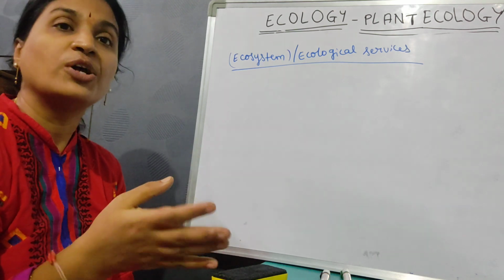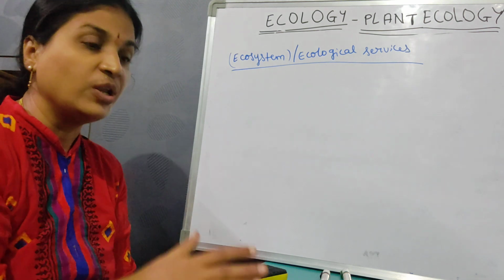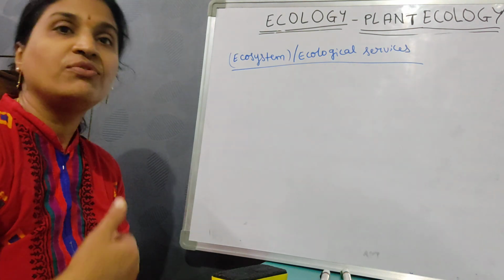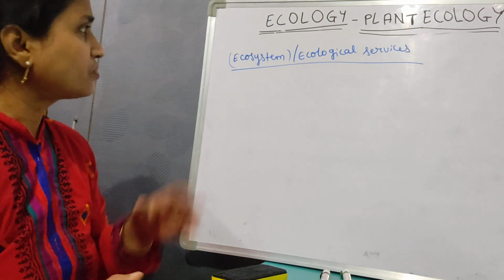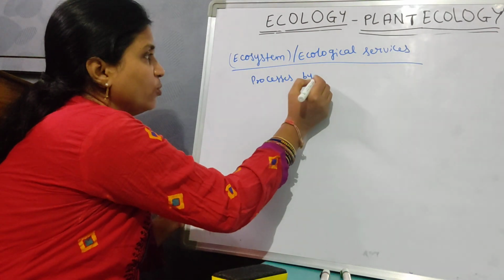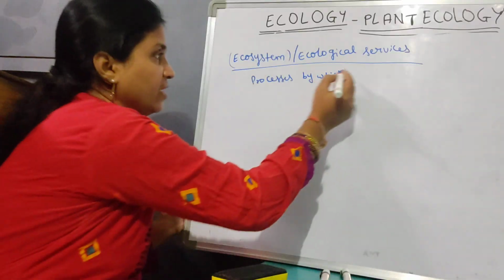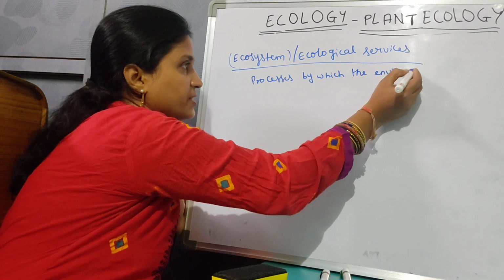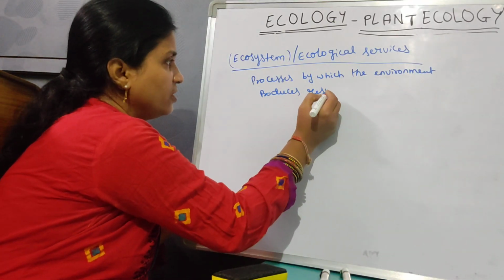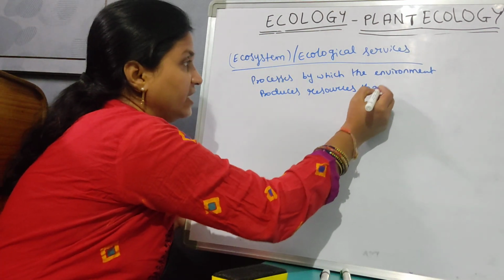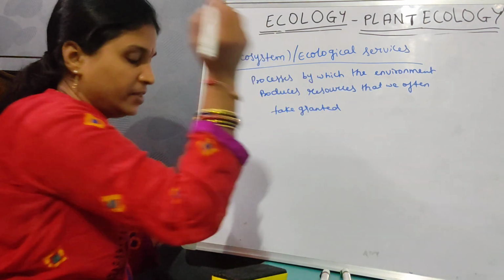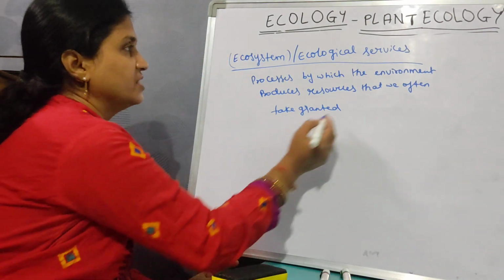ecosystem services or ecological services are going to balance the environment. They are going to regulate the environment. So if there is any disturbance, the whole environment will get disturbed, and in turn we human beings will be disturbed. So these are the processes by which the environment produces resources. All the resources that we often take for granted are called ecological services or ecosystem services.